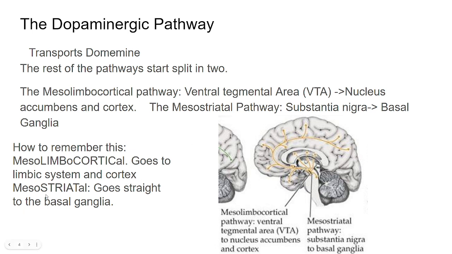And then the other one is the striatal. And I like to think of this one as going straight to the basal ganglia. And straight is in the word, and it just goes straight there.